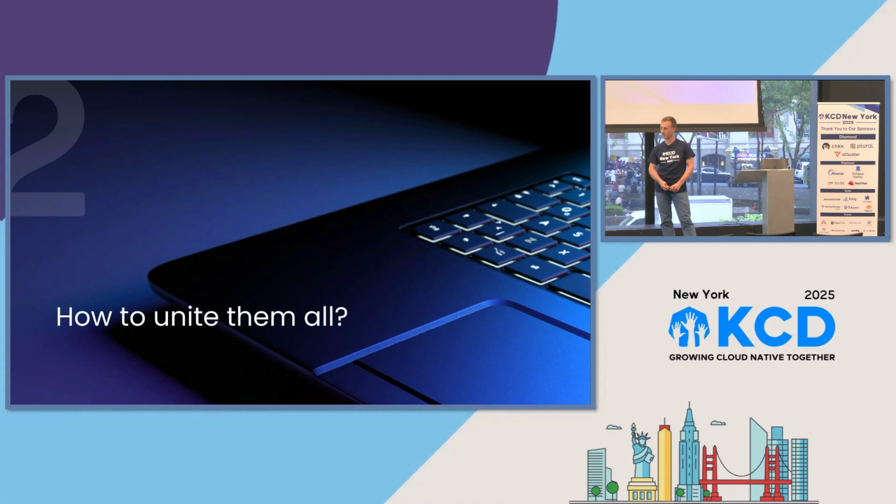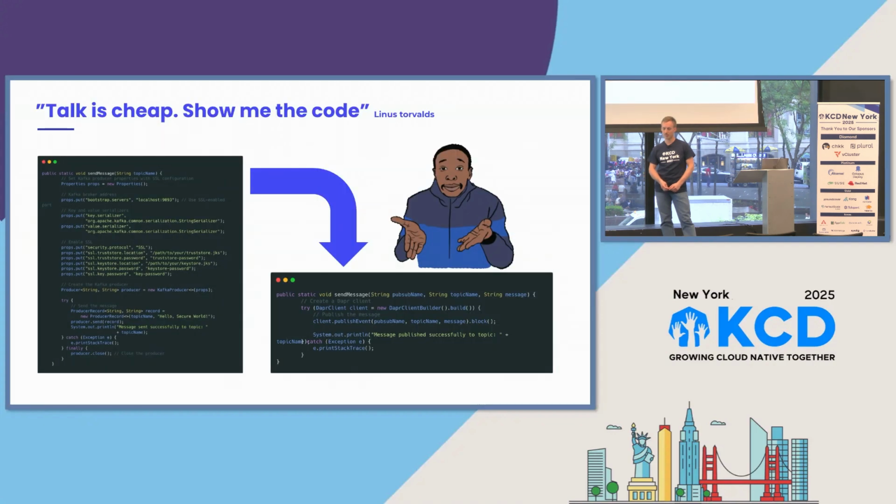So technically, how can we do this? As Linus Torvalds said, talk is cheap, show me the code. On the left side, you can see a Java application. This is a configuration just to send a message over Kafka using Java. As you can see, it's so complicated and so specific to Kafka, because we need to configure all the properties, all the SSL, all the serialization, the message itself. Then we need to create the producer, initialize it, and send the message.